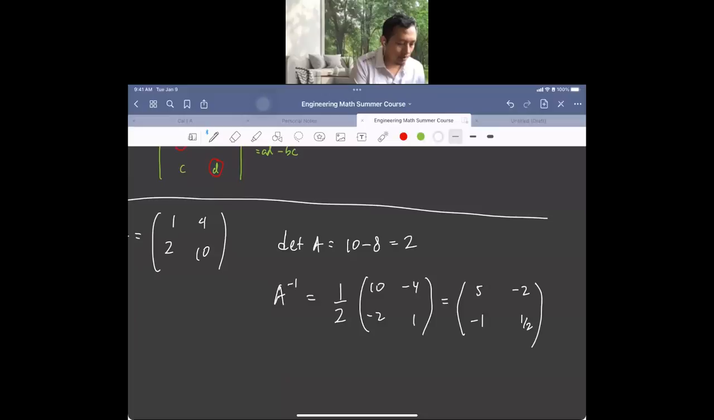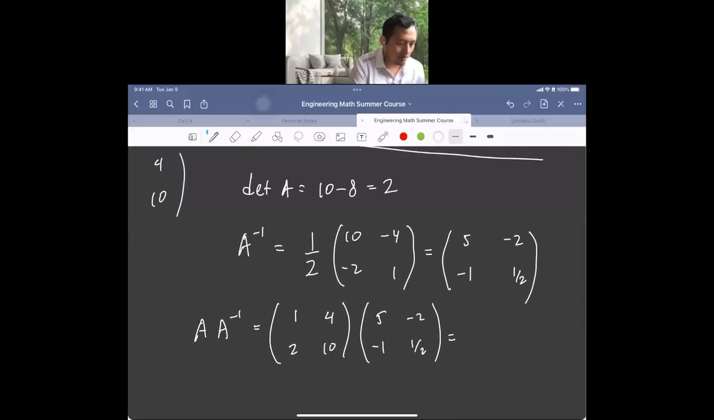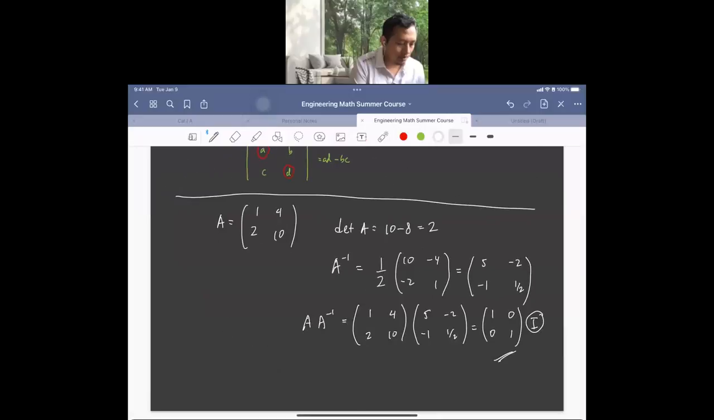This will be 5, negative 2, negative 1 and half. Okay. If you want to check whether this is true or not, we can check A multiplied with A inverse. So 5 minus 4 is 1, and 10 minus 10 is 0, and negative 2 plus 2 is 0, and negative 4 plus 5 is 1. So it's the identity matrix, so it's our inverse.